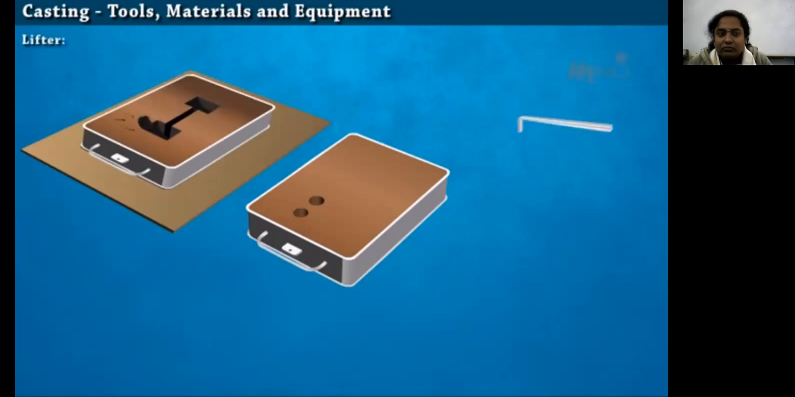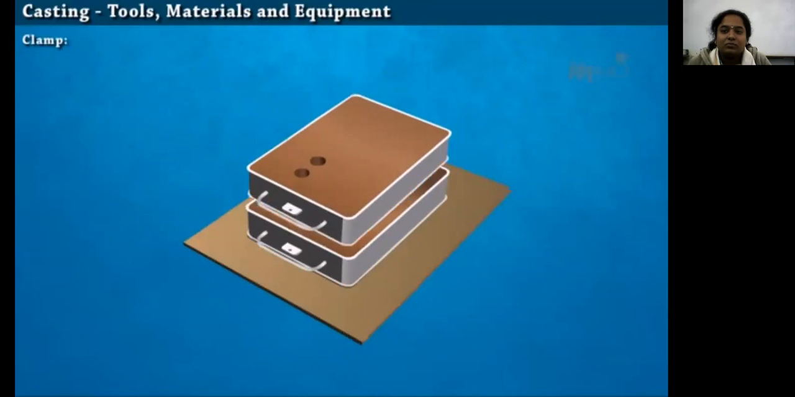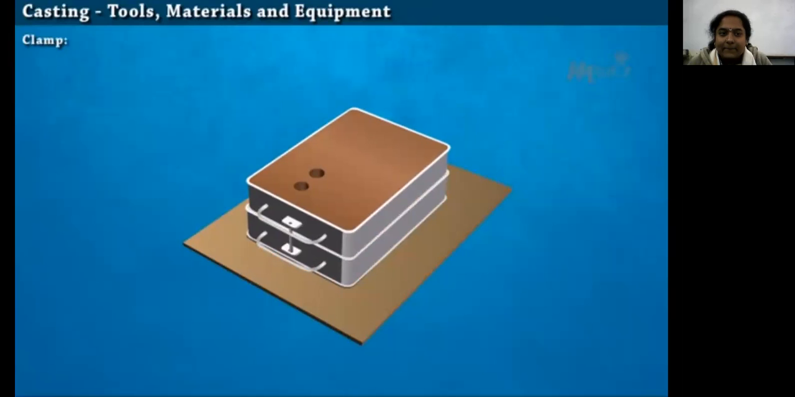Lifter. A lifter is a finishing tool used for repairing and finishing the mold sand. Trowel. Tool which is used to shape and smoothen the surfaces of the mold. Bellows. It is used to blow the loose or unwanted sand from the surface and the mold cavity. Clamp. Clamp is used to hold the cope and drag box aligned and firm.